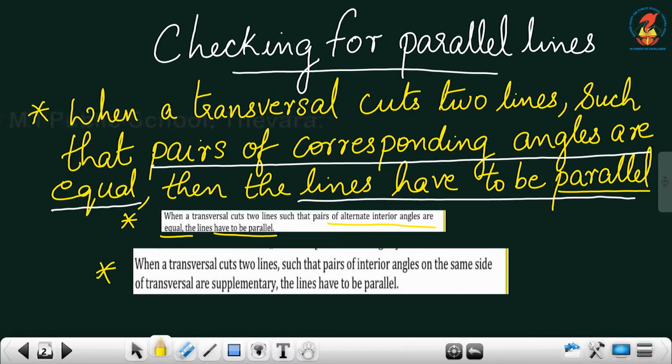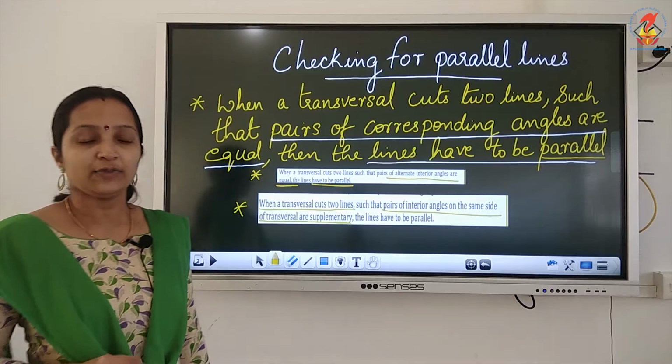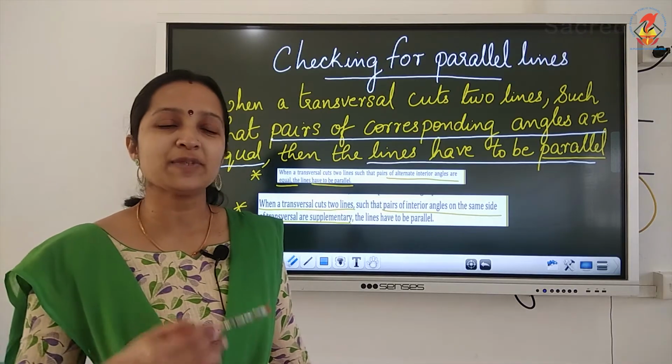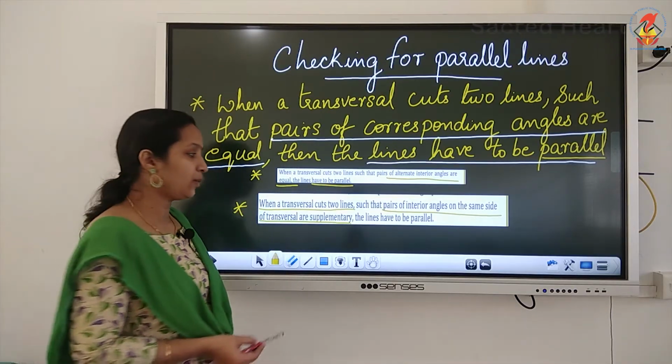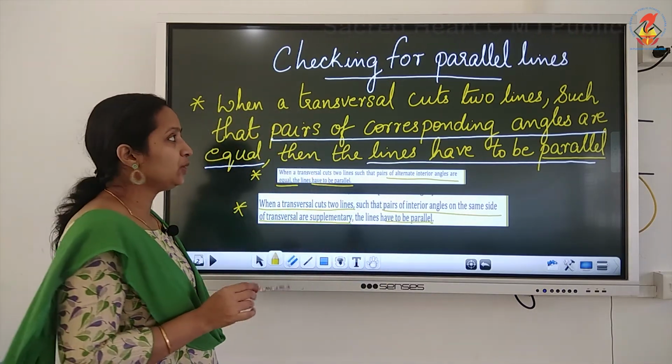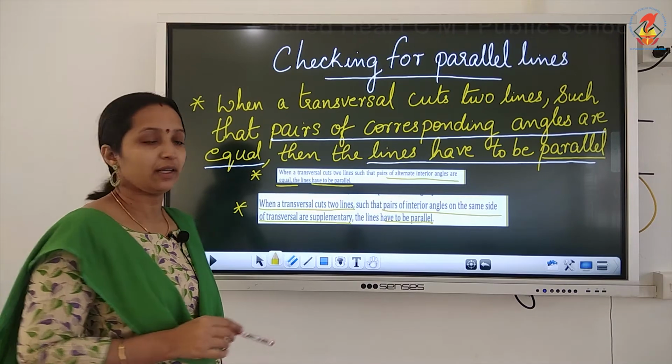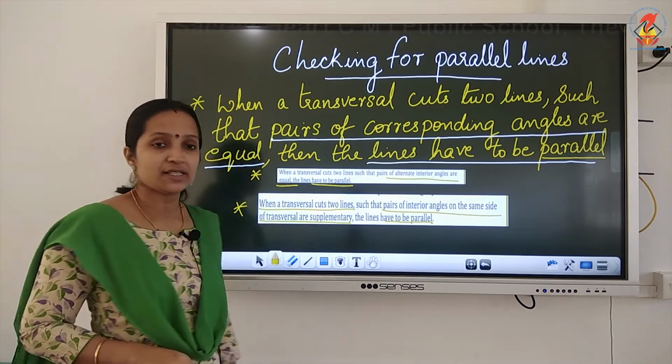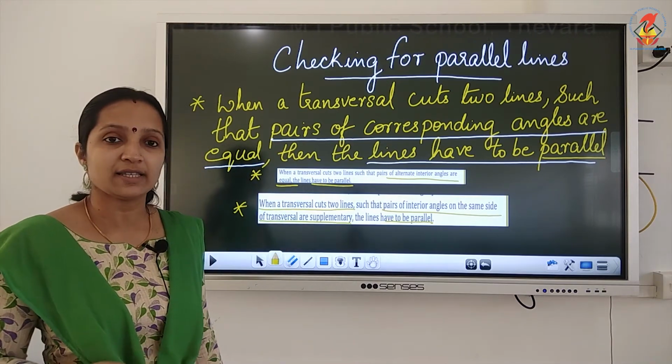The lines are parallel. Now, the third condition: when a transversal cuts two lines such that the pairs of interior angles on the same side of the transversal are supplementary, the lines are parallel. So, if any one of these conditions is satisfied, we can say that the lines are parallel.